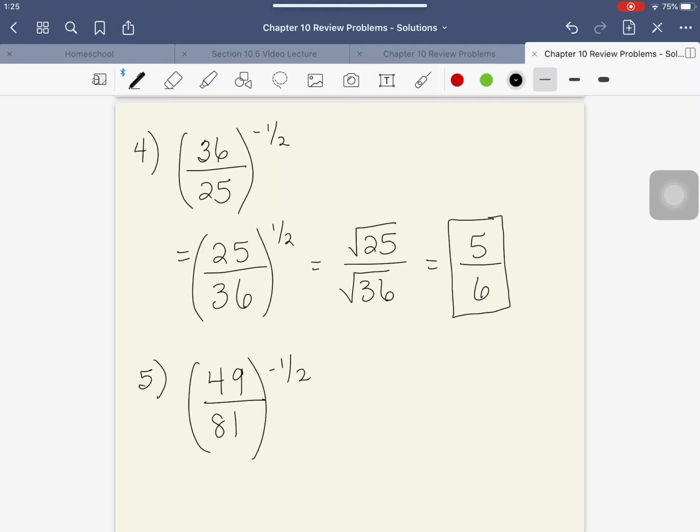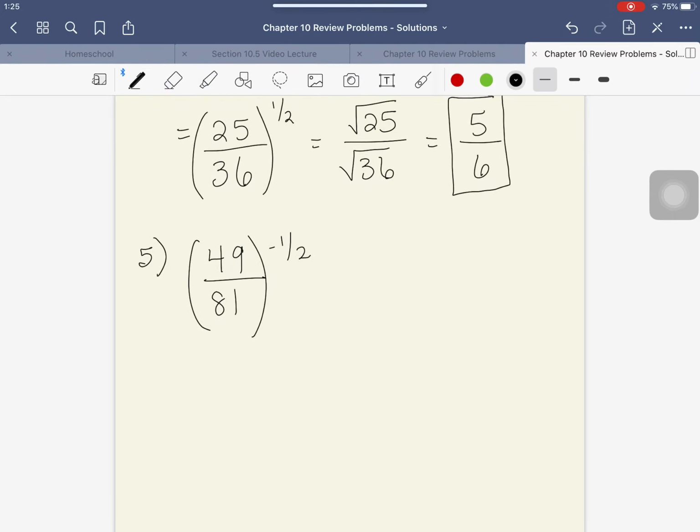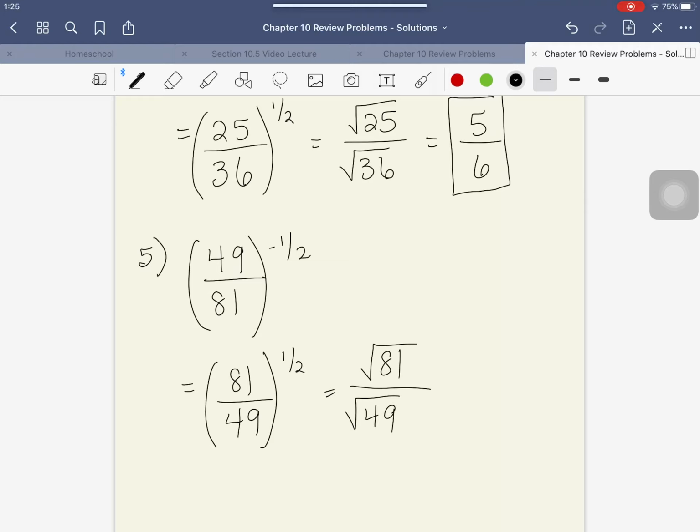All right, number 5 is a similar example. First, I'm going to flip the fraction to make the exponent positive. So I'll make this 81 over 49. And now it's to the positive 1/2 power. Take the square root of 81, the square root of 49. So this will equal 9/7.